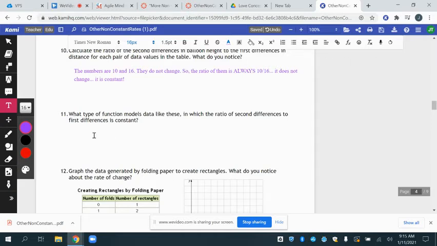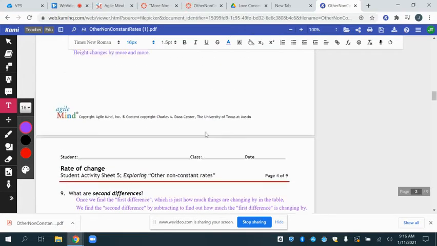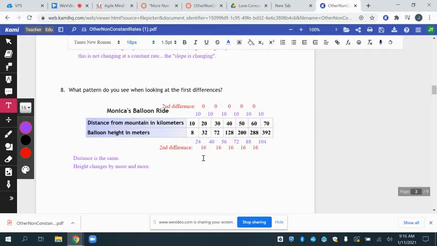Okay, what type of function models data like these, in which the ratio of second differences to first differences is constant? They're saying a lot. But what we're noticing is, if I subtract twice, I get a pattern instead of numbers that are changing by different amounts.